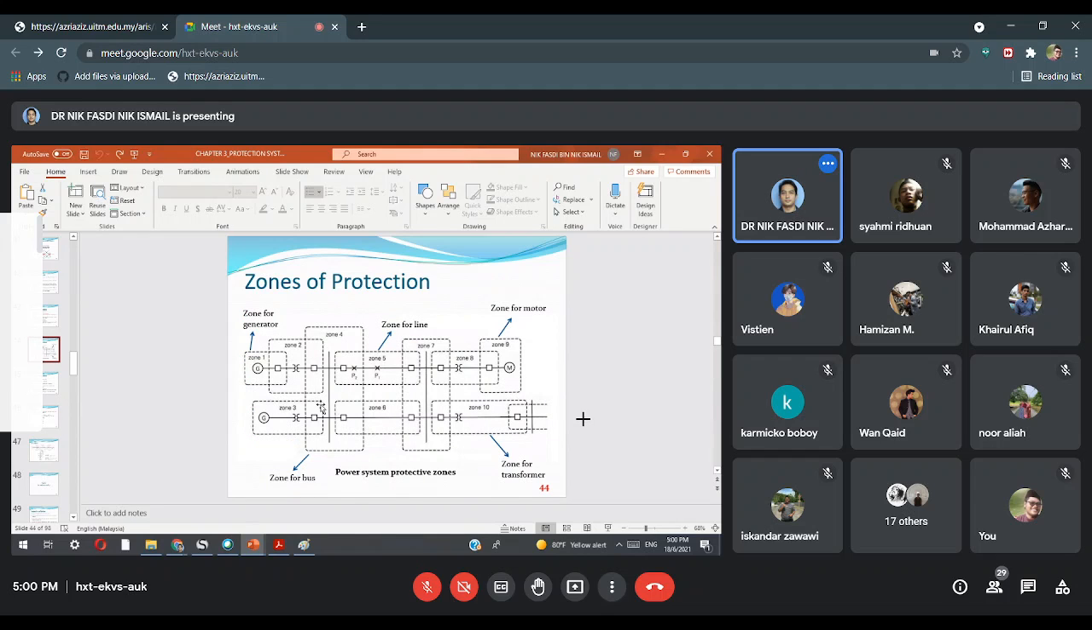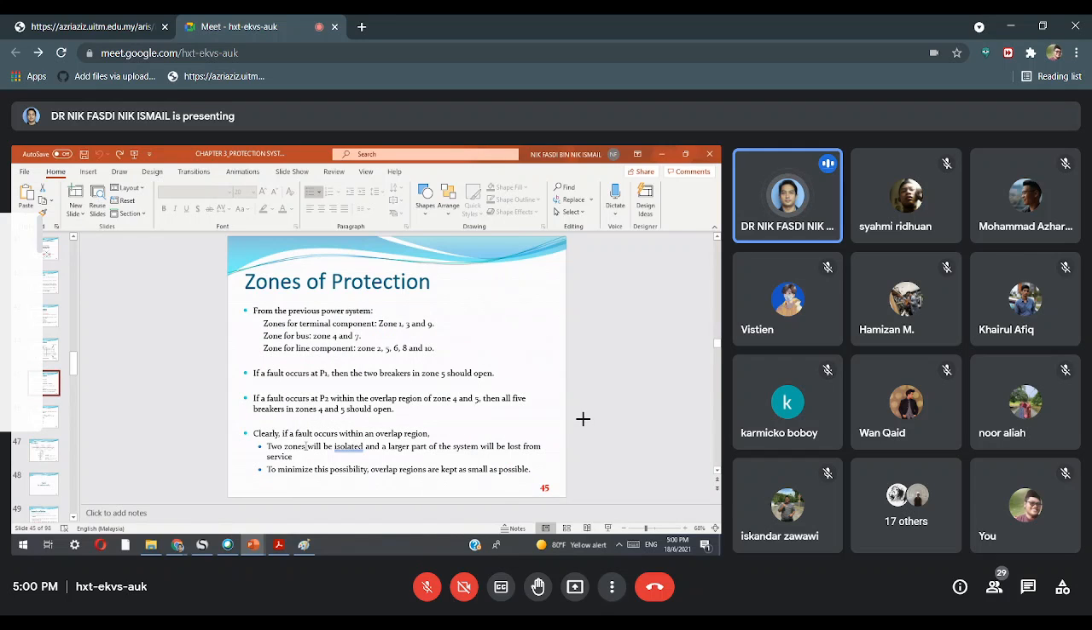1, 2, 3, 4, 5. So kalau ikutkan zone 5 and 4 ni dia overlap kan? Fault kat sini. So between zone 4 and 5 there are 5 breakers. 1, 2, 3, 4, 5. So all the 5 breakers dia akan open. Dia akan trip to isolate the fault if fault occurs at the overlap region.